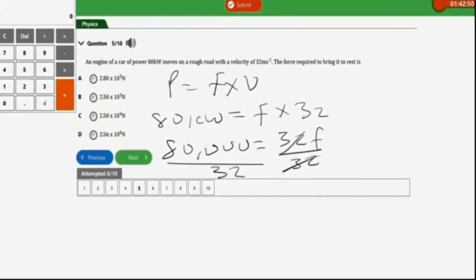So the force will be, let's punch this in the calculator, 80,000 divided by 32. So we have 2500, and 2500, if we are leaving it in standard form, is equivalent to 2.5 times 10 to the power 3. So the correct option in this question is option B, 2.5 times 10 to the power 3 Newton. So that's it for this particular question. Let's wipe this now and solve the next repeated question.